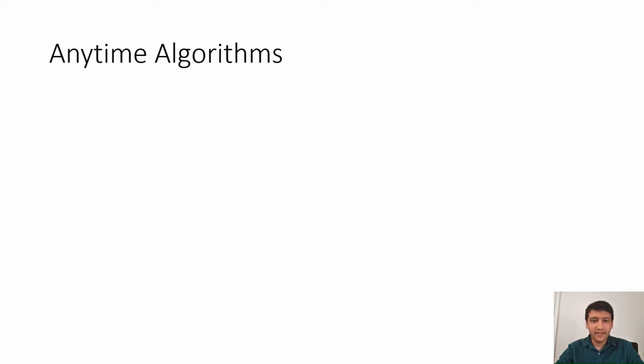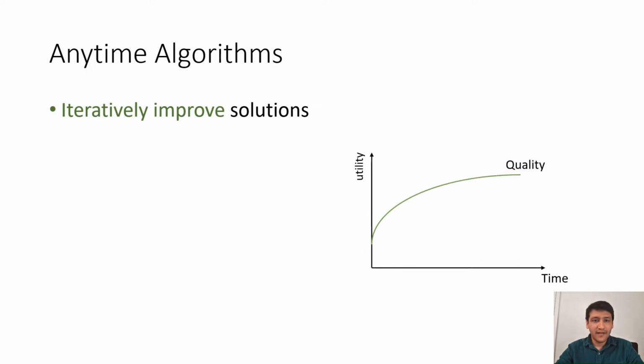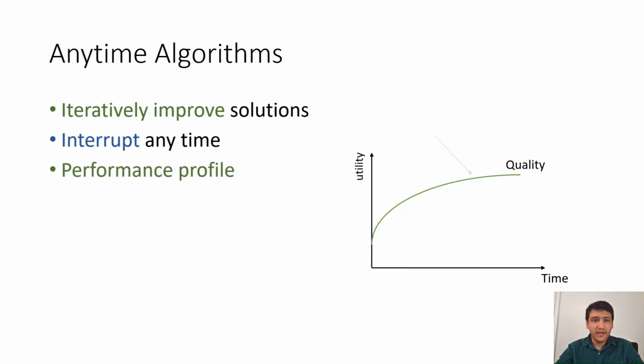What are anytime algorithms? They are a class of algorithms that compute a suboptimal solution quickly and iteratively find better solutions. They are good for real-time planning because depending on time availability, they can be interrupted at any time to act on the latest solution. Every execution of an anytime algorithm has a performance profile, that is, how the quality of the solutions improve with time.